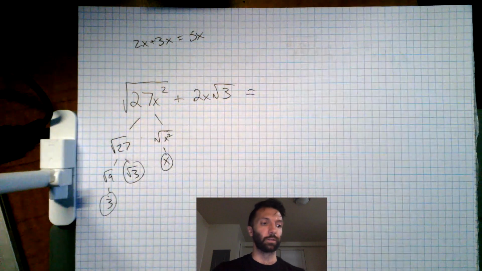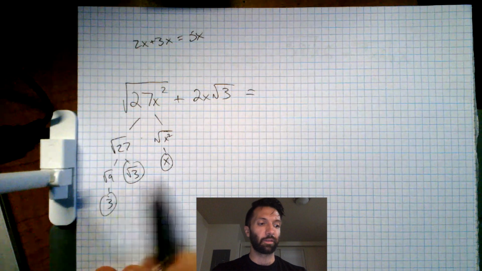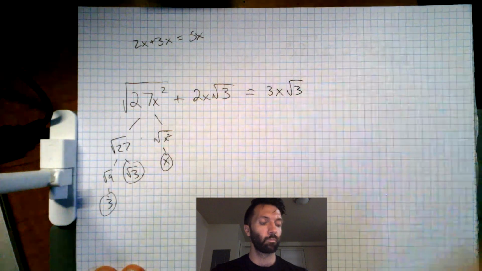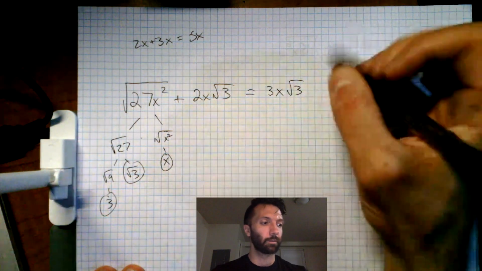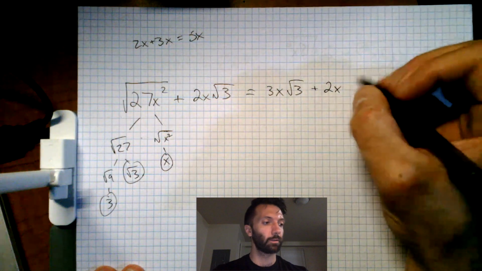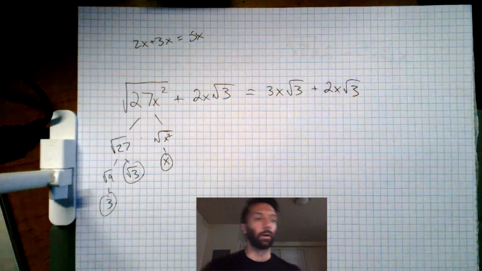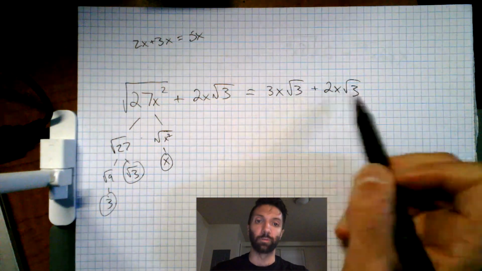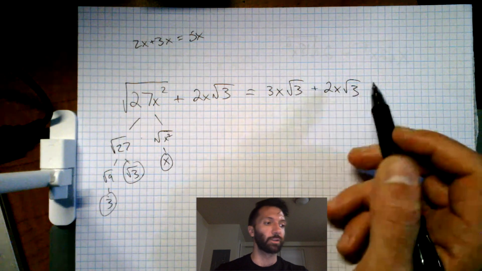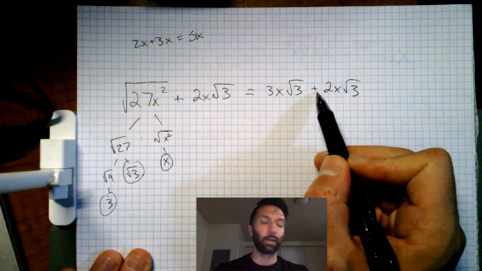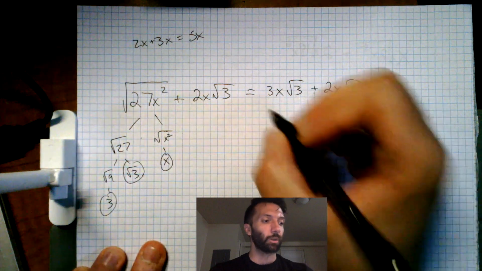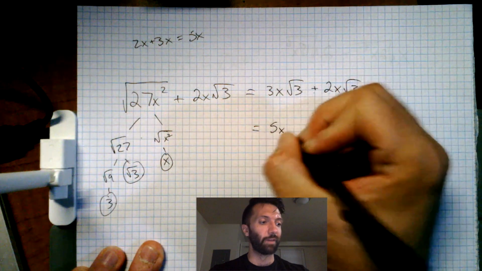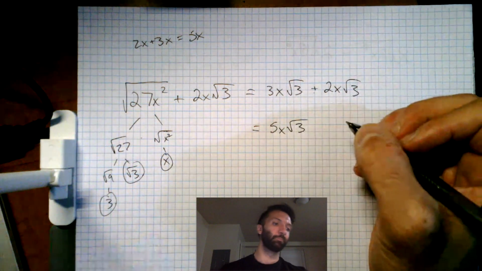And so I can rewrite this expression here as 3x times root 3, and then I have my plus 2x root 3. Alright, and now as you can see, the radicals match. I have root 3 and root 3 in both of my expressions, so now I can just go ahead and combine the coefficients. So 3x root 3 plus 2x root 3 would be 5x root 3.